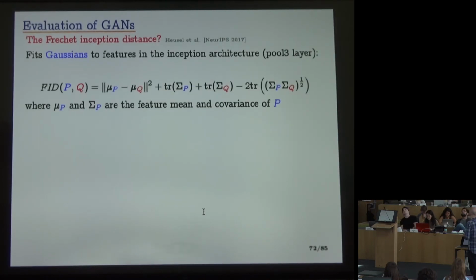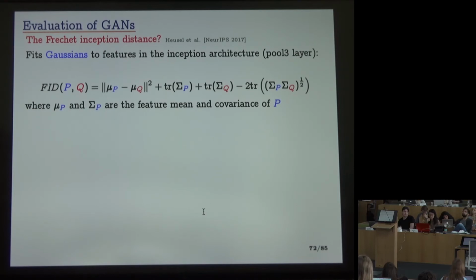Another one was proposed, called the Fréchet Inception Distance. It's basically the Wasserstein-2 distance between Gaussians fit to the pool3 layer of the Inception network. So rather than using the Inception network as a classifier, I look at the pool3 layer, fit a Gaussian to my real samples, fit a Gaussian to my fake samples, and then compute the W2 distance between real and fake. And I have that in closed form.